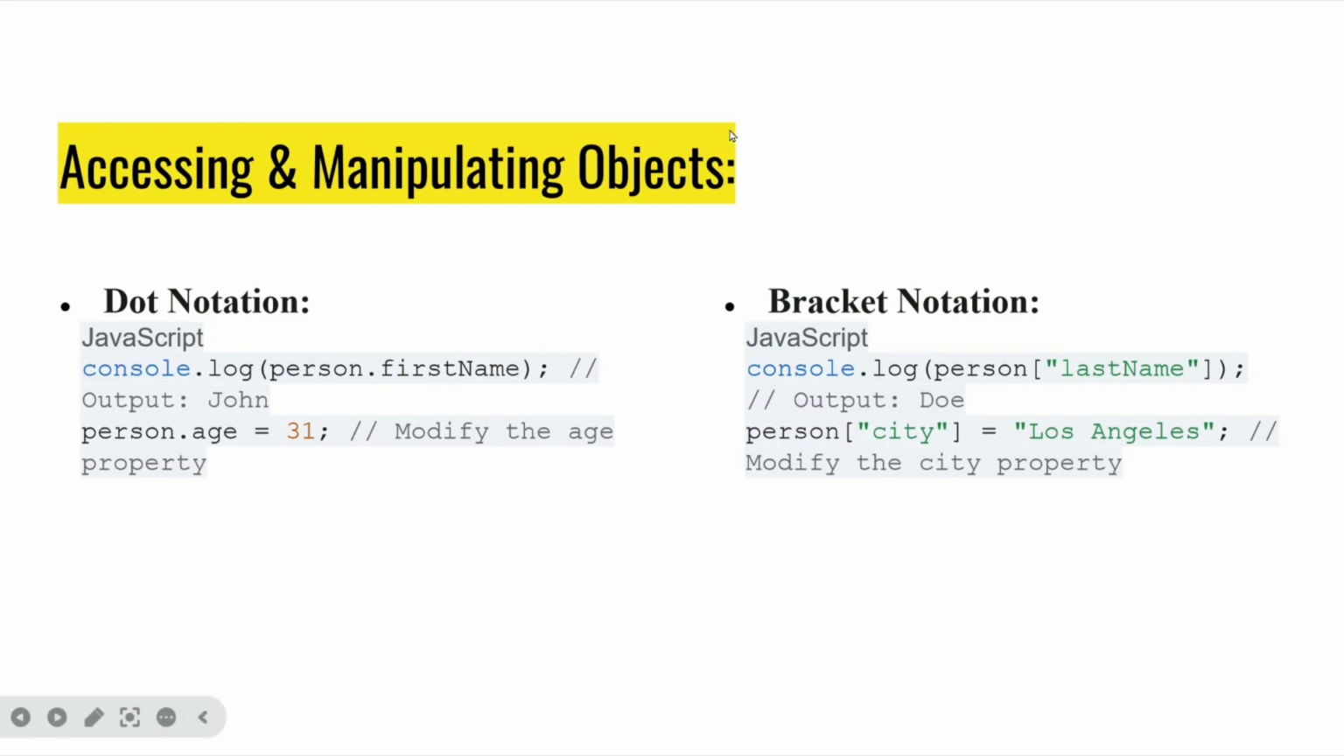For accessing and manipulating objects, we have two methods, dot notation and bracket notation. First, let us discuss about dot notation. In dot notation, if we need to print the output of first name, then we need to call it like person dot first name. In bracket notation, we use square brackets like person, square brackets. Inside that, we need to write the specific name like first name or last name, and that will give the value.